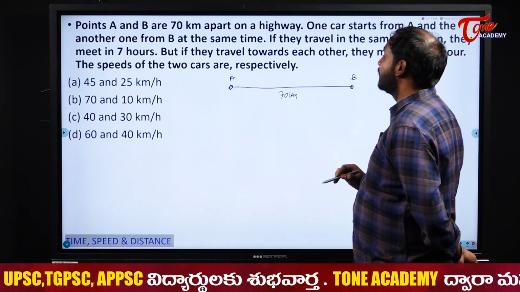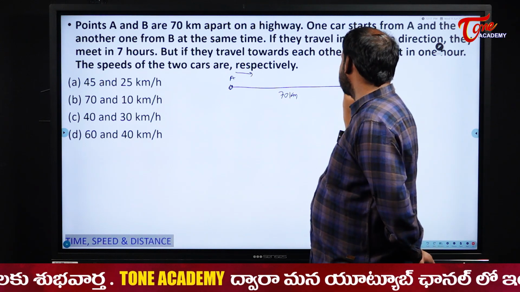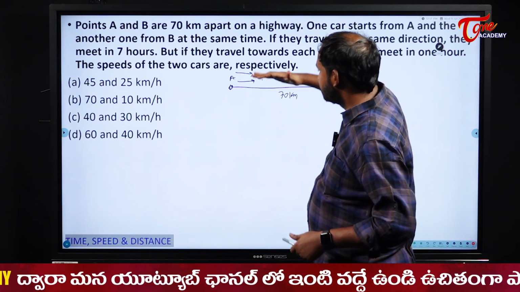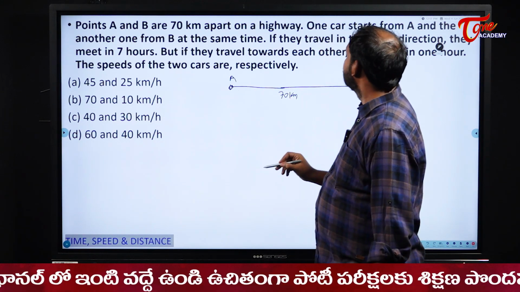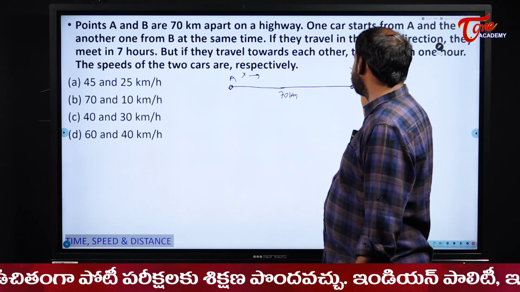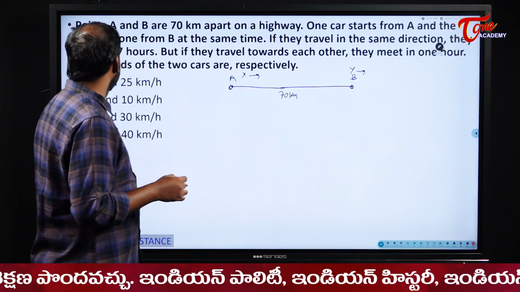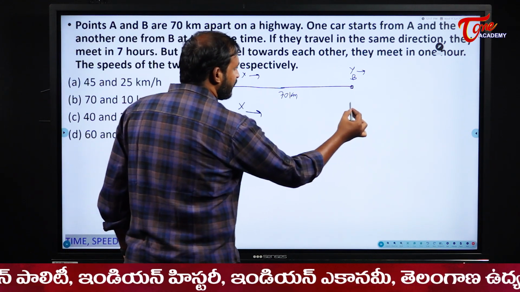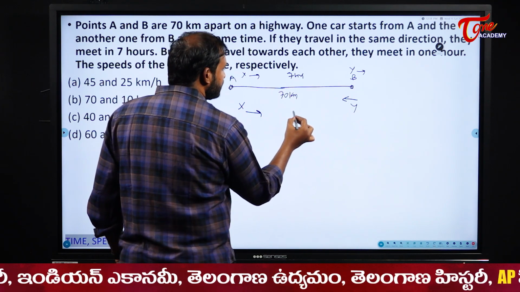If they travel in the same direction, they meet in 7 hours. Let us assume that the car starting from A is X and the car starting from B is Y. If they move in the same direction, they will meet after 7 hours. But if they travel towards each other, X moving in this direction and Y in this direction, here they will take just 1 hour.